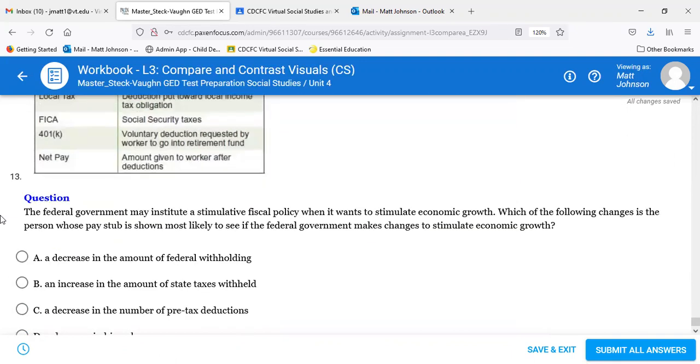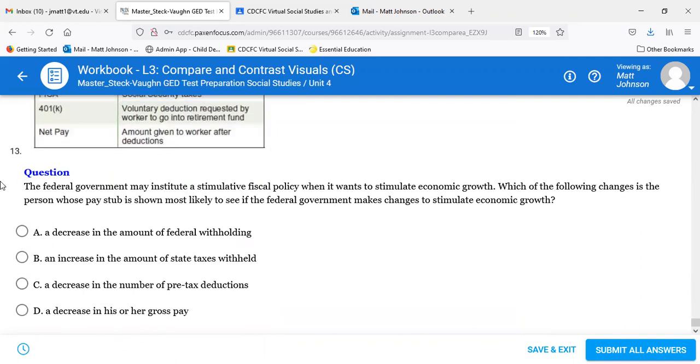And let's see, back to Tracy for our last one there, 13. 13, the federal government may institute a stimulative fiscal policy when it wants to stimulate economic growth. Which of the following changes is the person whose pay stub is shown most likely to see if the federal government makes changes to stimulate economic growth? A, a decrease in the amount of the federal withholding. B, an increase in the amount of state tax withheld. C, a decrease in the number of pre-tax deductions. D, a decrease of his or her gross pay.